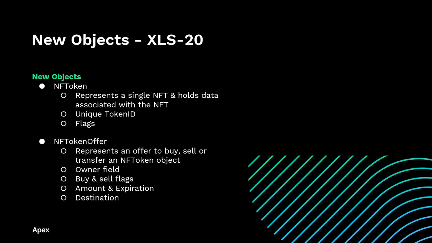There's this destination field where the creator of the offer can actually specifically tell the account ID for which this offer is intended. And if this field is set, the account ID in the destination field is the only one who can accept this offer.